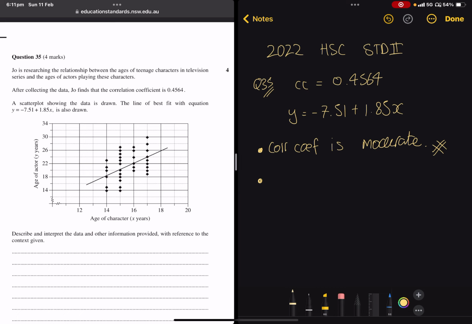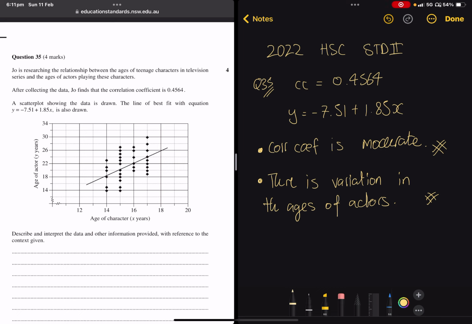So there is variation in the ages of actors playing any given aged character. So this is an observation about the data.